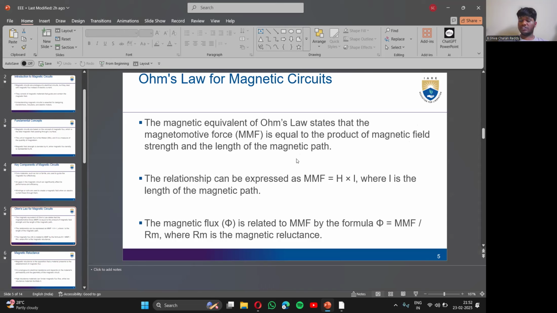We can represent this expression as MMF equals H times L, where MMF is the magnetomotive force, H is the magnetic field strength, and L is the length of the magnetic path. The magnetic flux phi is related to magnetomotive force by the formula phi equals MMF divided by Rm, where Rm is the magnetic reluctance.